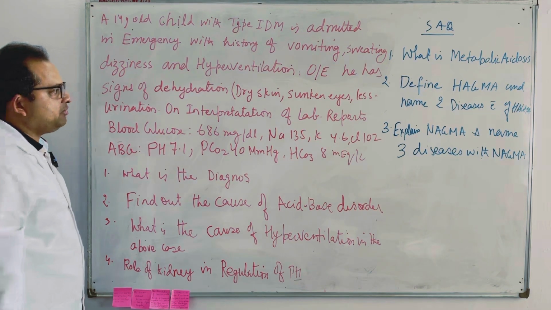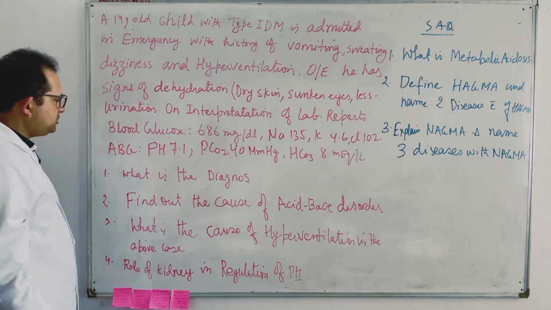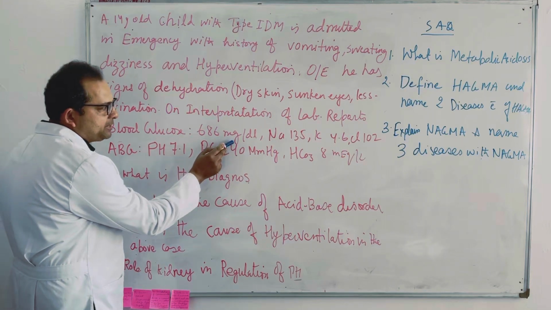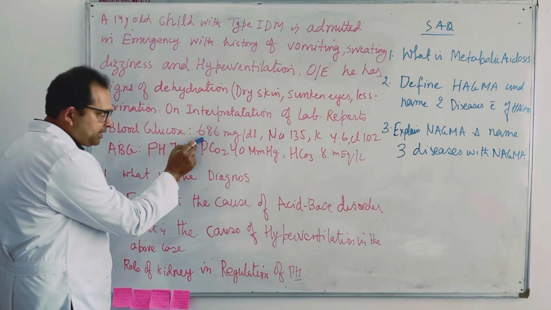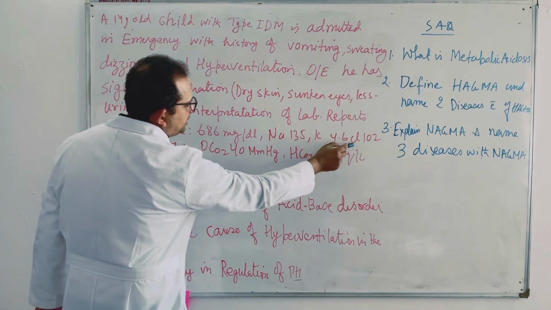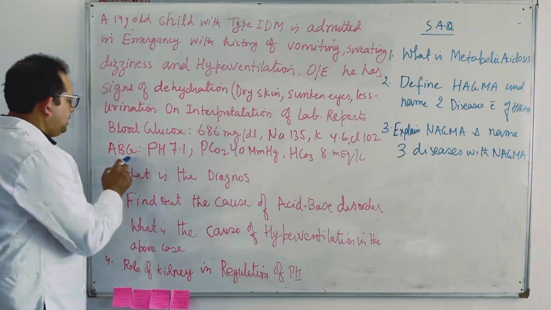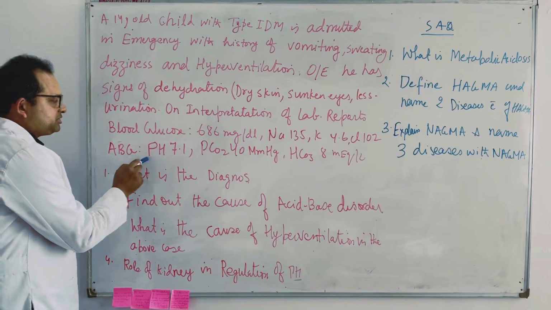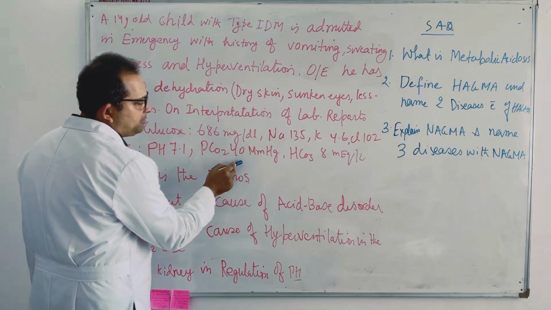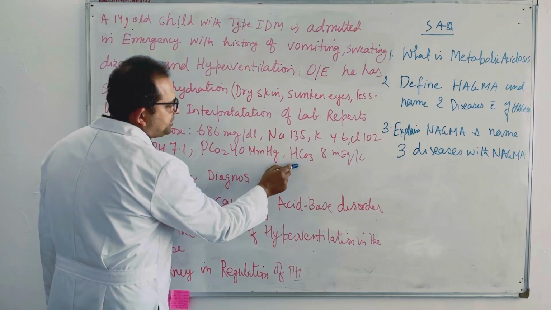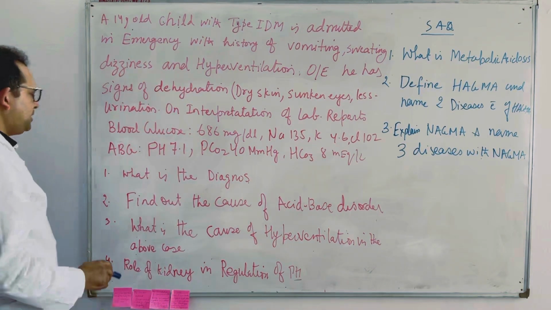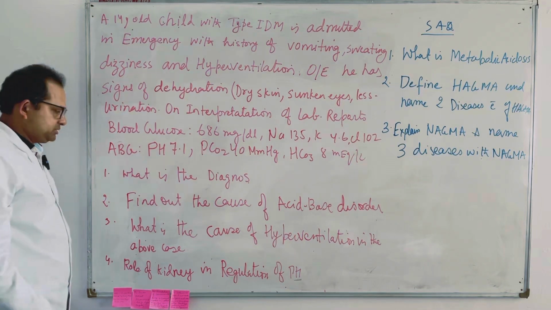On interpretation of lab reports, we have found that the blood glucose level is 687 milligram per dL, which is very high. Now the sodium is 135, potassium is 4.6 and chloride is 102. The ABG report shows that the pH is 7.1, PCO2 is 40 mmHg and bicarbonate is 8 milliequivalent per liter. Now, what could be the questions?